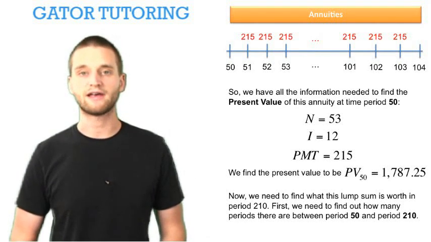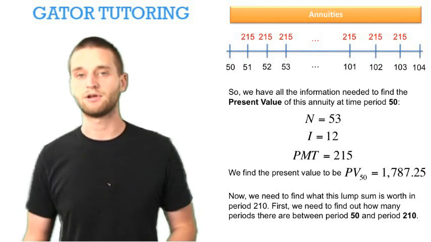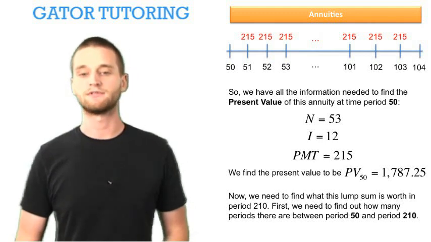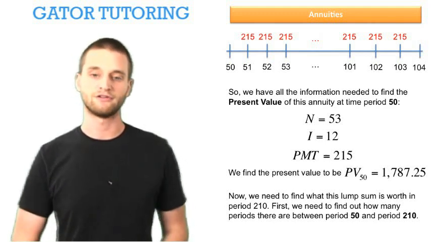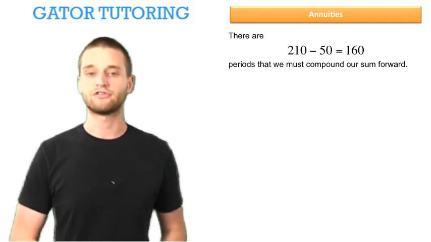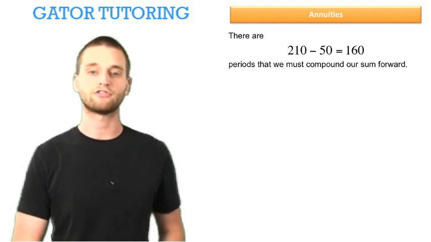Now we need to find what this lump sum is worth in the period 210. That's what the question is asking, the value of this series of cash flow, this annuity, in period 210. First, we need to find out how many periods there are between period 50 and period 210. There are, and we just subtract them. 210 minus 50 equals 160 periods that we must compound our sum forward.